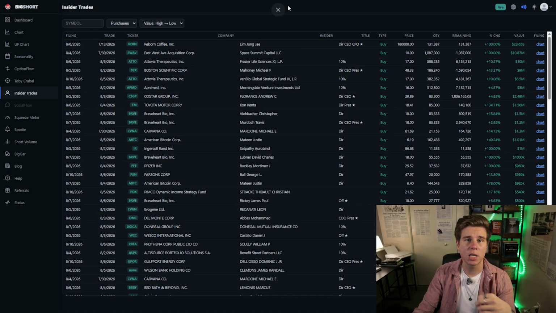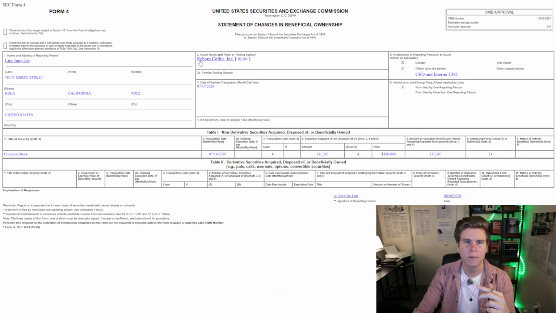Now this one here is a pretty big buy. Now this was 7/13 and it was filed 8/6. So this is a little bit late. And the price is 180. Looks like the price was probably a little bit off, I'm assuming, because the value is at 23 billion. I'm assuming that this is just a data glitch. So let's actually confirm this, because sometimes they misenter. The price is 180,000. That does not seem correct.